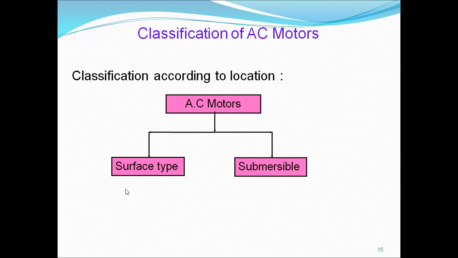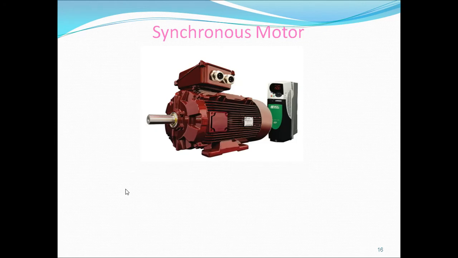And surface means, suppose you have a tank, and from that we have to lift the water and take it somewhere else. Then we can use a surface type. So depending on these two, the design also changes. It also changes depending on which application we are using, whether domestic or industrial.